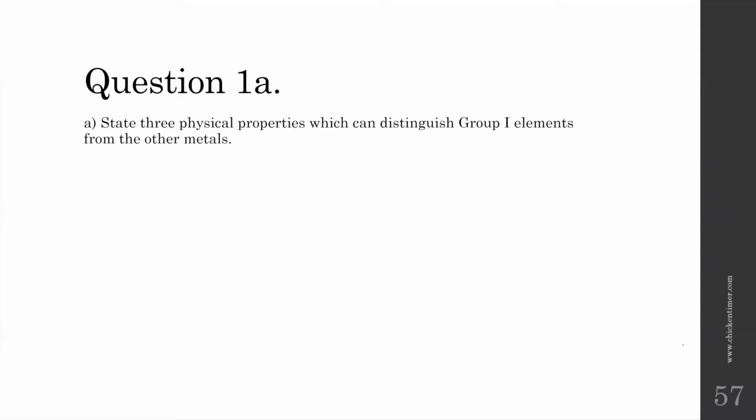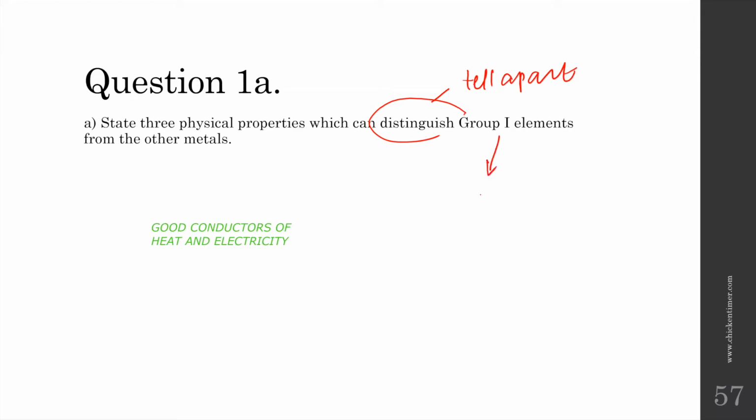Distinguish. State 3 physical properties which can distinguish group 1 elements from other metals. You can get the answers in the notes. Distinguish, that means tell apart. You can tell apart group 1 from others. Tell apart, that means they are looking for differences.